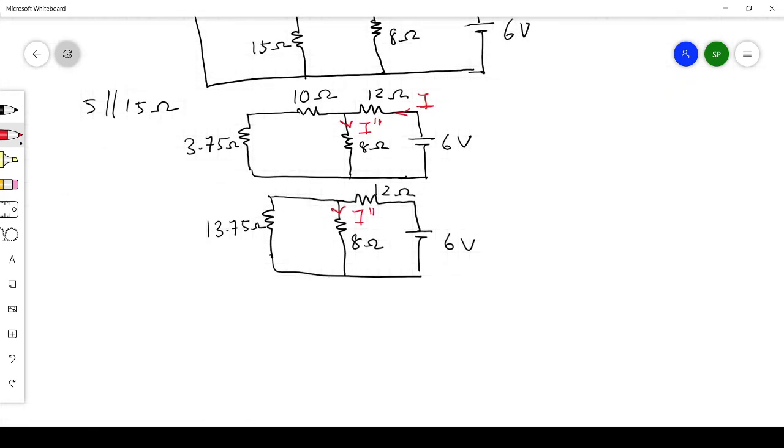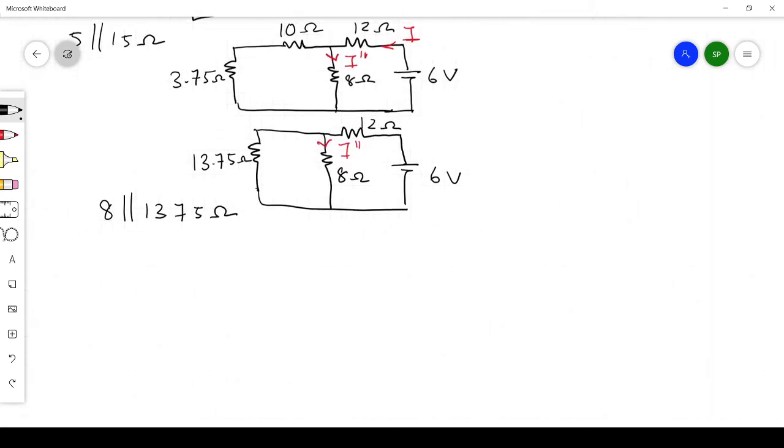Now how will you find this one? We know this 8 and 13.75. You can see that this 8 is in parallel with 13.75 ohms. So you can just take the equivalent of that one, 13.75 in parallel with 8, and I can redraw the diagram here. So the equivalent resistance is 5.06. Then I have this 12 ohm. This is just to find the total current. I'm just simplifying the network to find the total current.